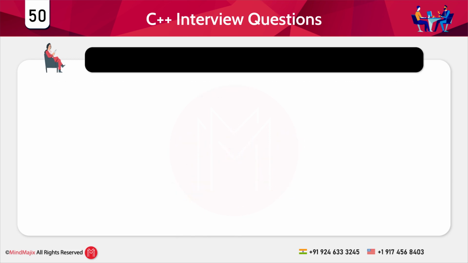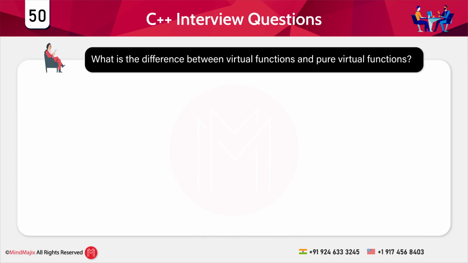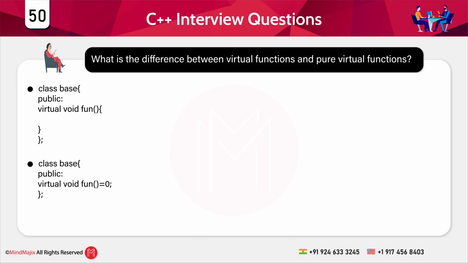The next question is, what is the difference between virtual function and pure virtual functions? Guys, a virtual function is a base class member function which may be modified in a derived class. Here you have to use the keyword virtual to declare it. As you can see over here, we have the class base, and here we have made this virtual void function public, and inside that function you can specify whatever you want.